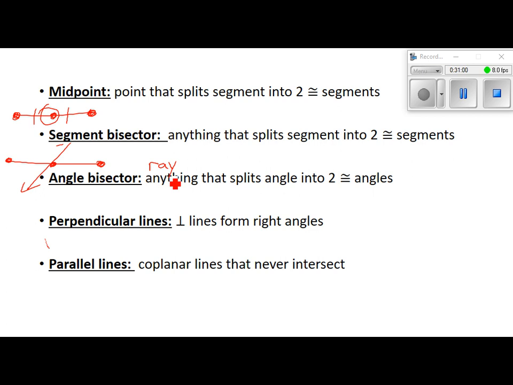Perpendicular lines, that upside down T. The thing to remember about perpendicular lines: anytime you have perpendicular lines, they come together and they form what? Right angles. Very good.